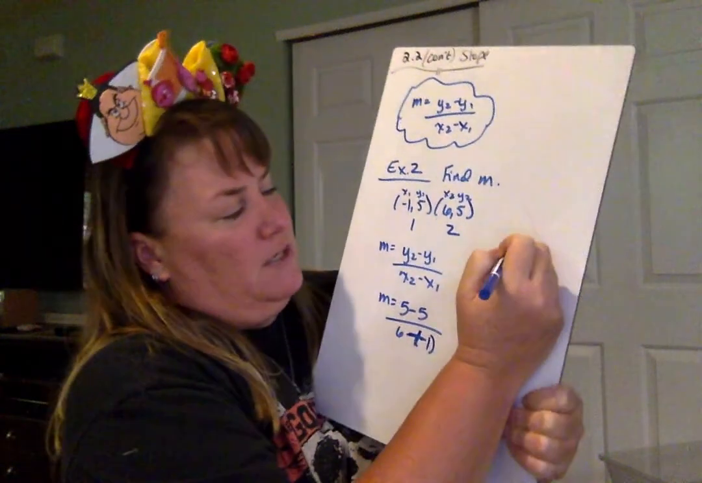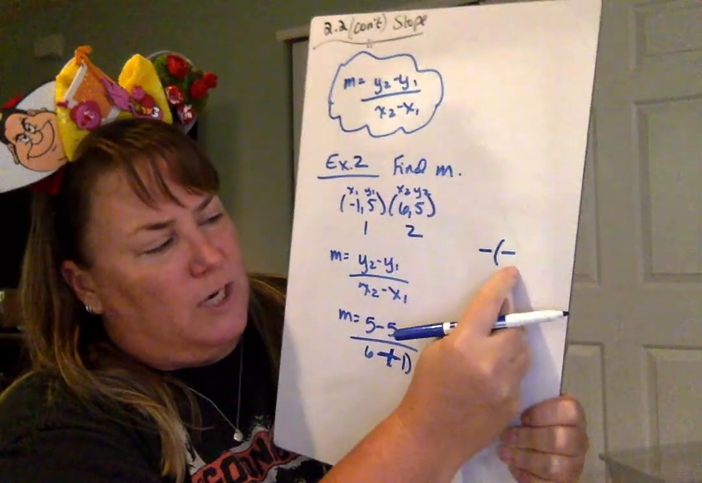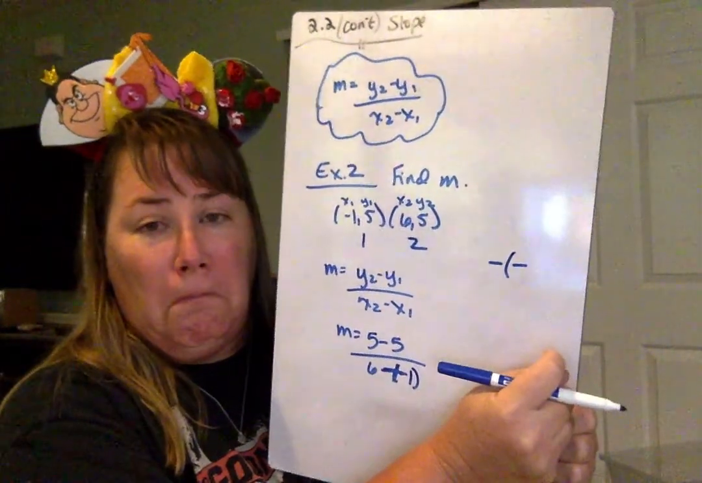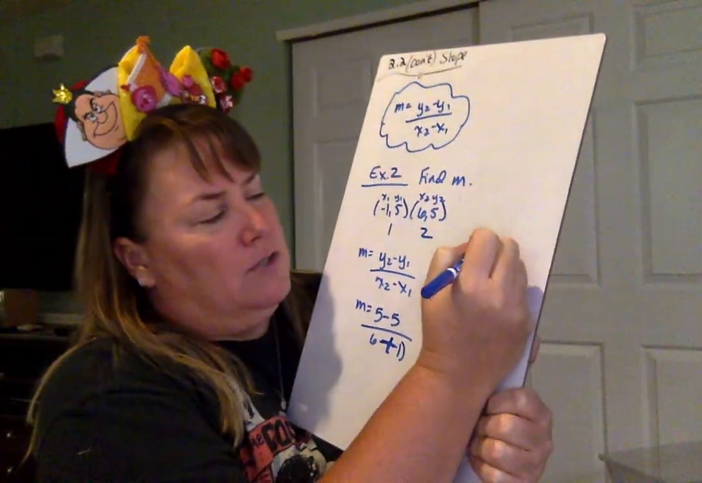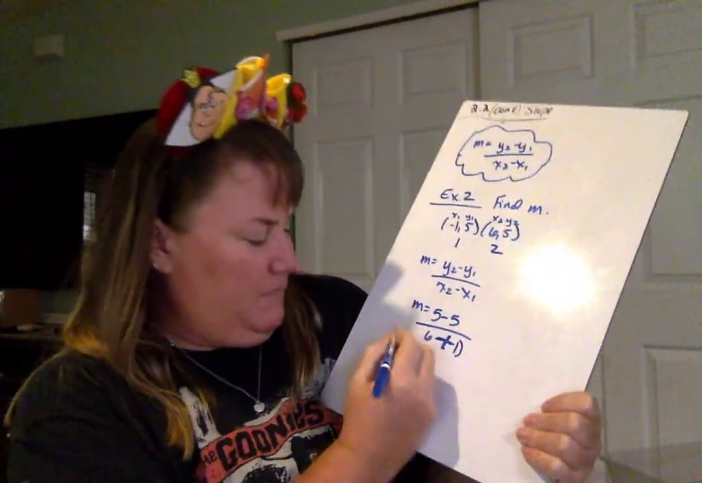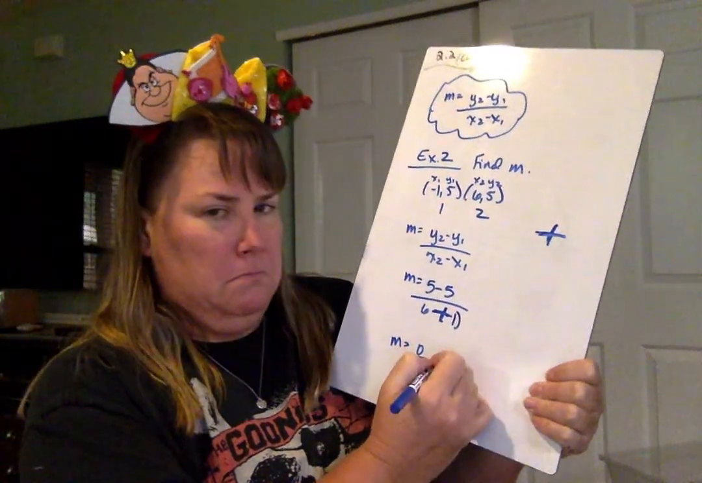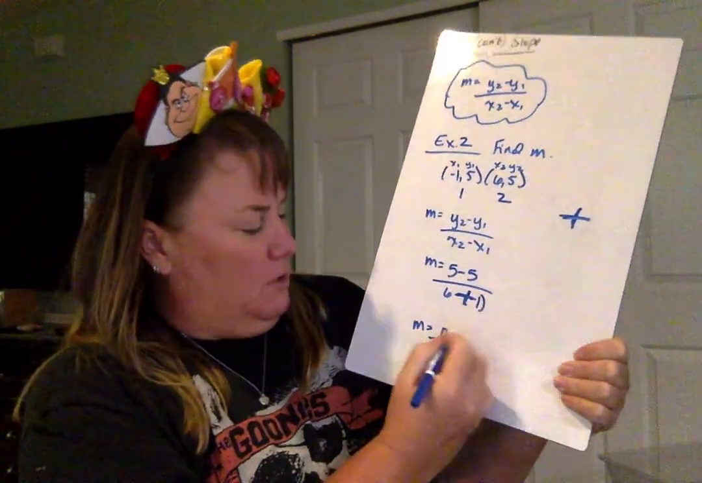So those of you guys who missed it, the face looks like a little face, so when you subtract the negative, it kind of looks like the 2 eyes in the parentheses. So I just changed it to a big fat plus sign. There you go. So m equals, so change vertically is 0 over 6 plus 1, which is 7.